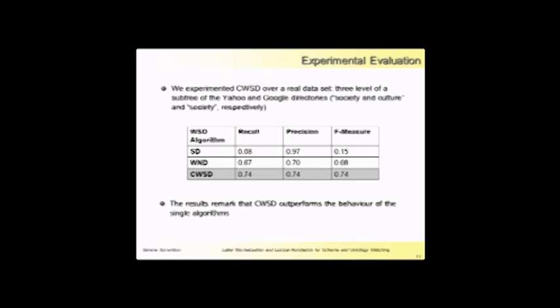CWSD has been evaluated over a real data set, in particular the directories of Google and Yahoo. The experimental results show that it was able to obtain good performance, but in particular it was able to outperform the results of the single algorithms.